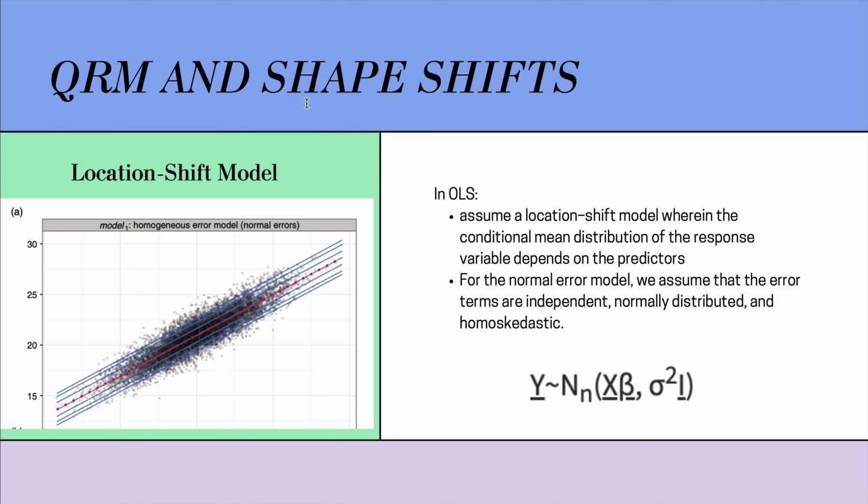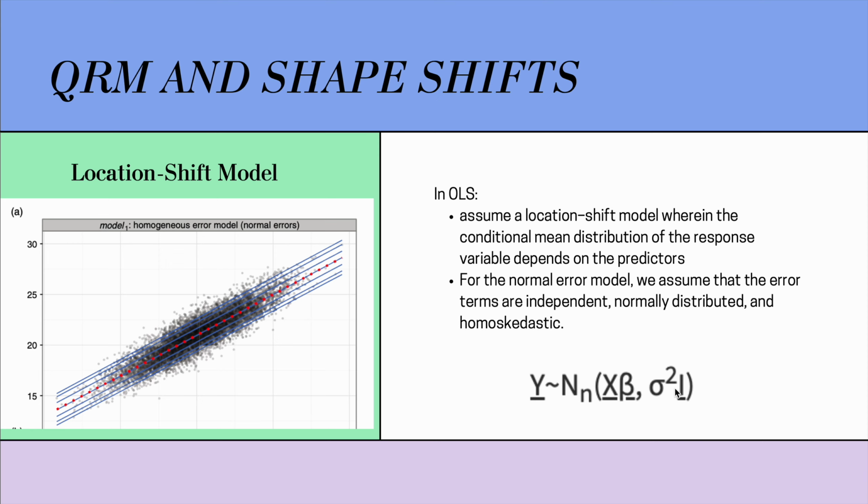QRM and shapeshifts. Recall that in OLS, we assume a location shift model, wherein the conditional mean distribution of the response variable depends on the predictors. For the normal error model, we assume that the error terms are independent, normally distributed, and homoscedastic. In matrix notation, recall that Y follows an n-variate normal distribution with mean vector X beta and variance-covariance matrix sigma squared I.